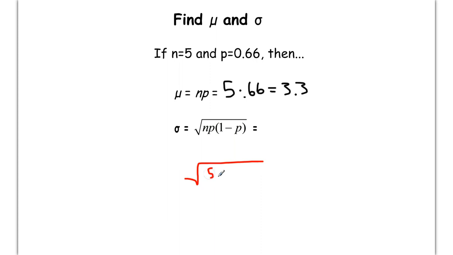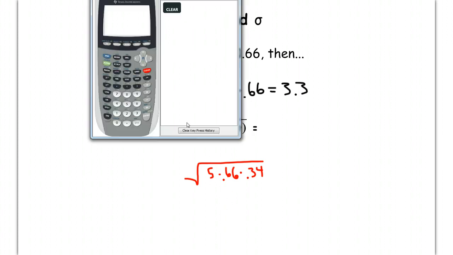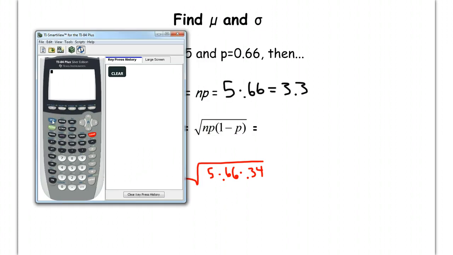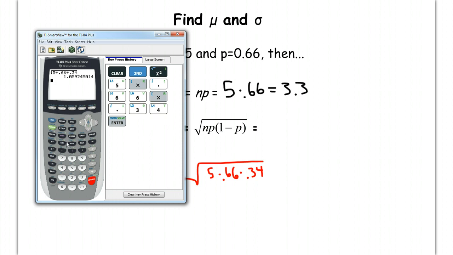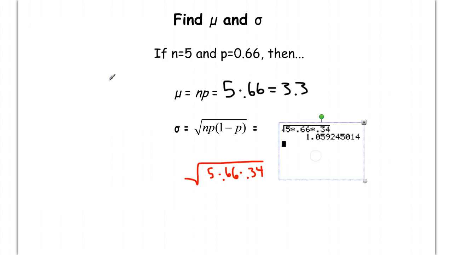So we have 5 times our probability of success times our probability of failure, which you could either just type in your calculator as 1 minus p, or you could do the math first and get 5 times 0.66 times 0.34. We would take out our calculator and do that. 5 times 0.66 times 0.34. In my case, everything goes under the square root symbol in my calculator. If you need to use parentheses in yours, just watch out for that. And we're going to get 1.059 as our standard deviation.